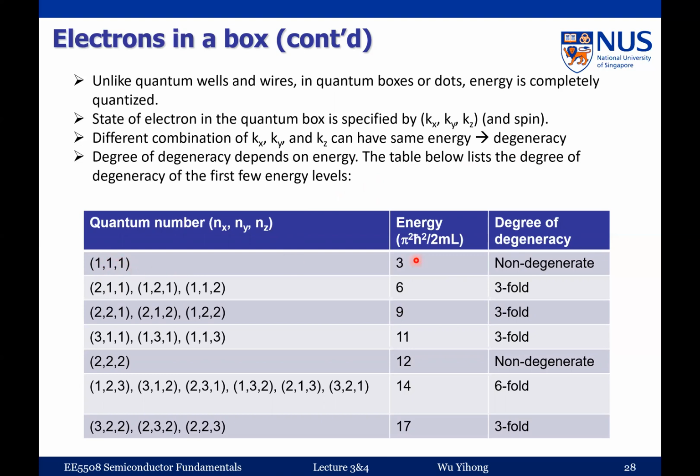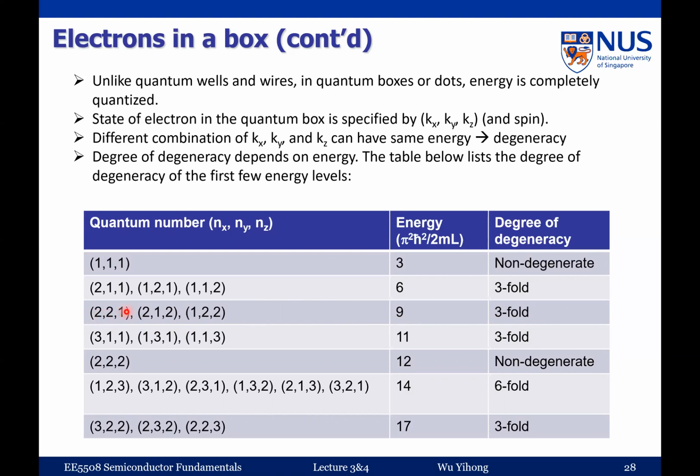So in the 111, and then this is non-degenerate, right? And then you have a next one. This is threefold degenerate. This means that you have three combinations, three different states, but they have the same energy, right? And then you move on to the next one.